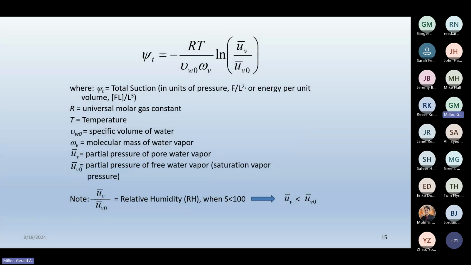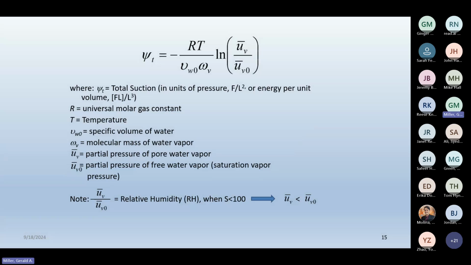I don't know how many of you are familiar with, say, the WP4 chilled mirror hygrometer. I'll show you this later. But it actually controls the temperature of the environment where the measurement is made, because the equation is very sensitive to temperature. But the other things are constants. So the idea here is if we can measure the relative humidity, and we have devices that do that, we can measure this total suction. Okay, so that's total suction.